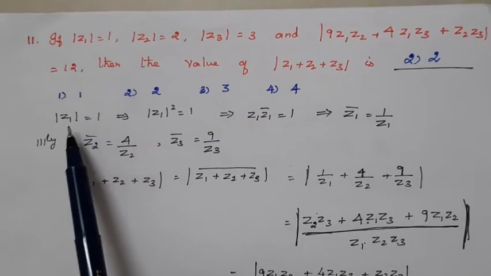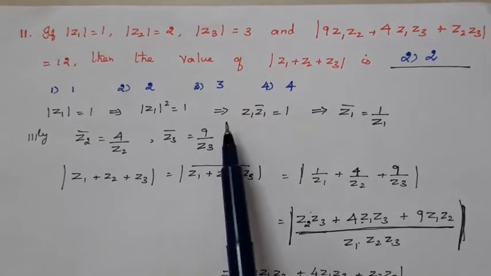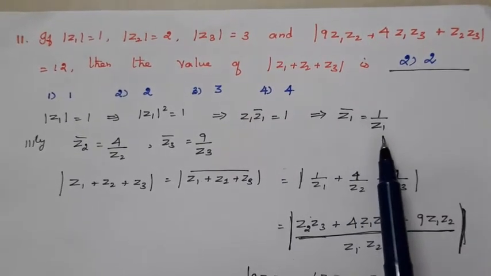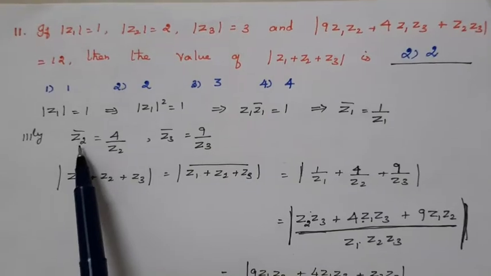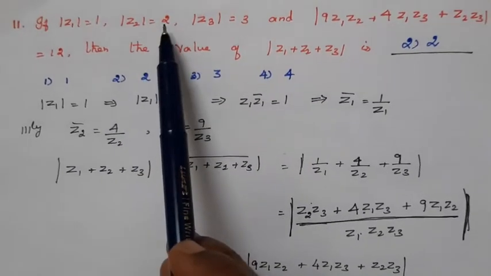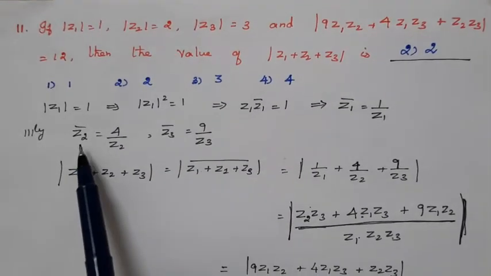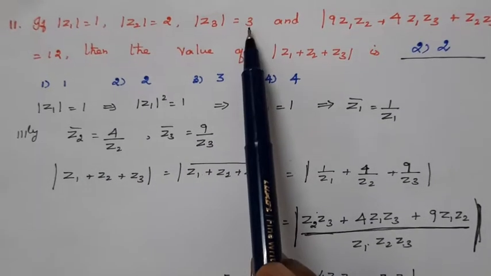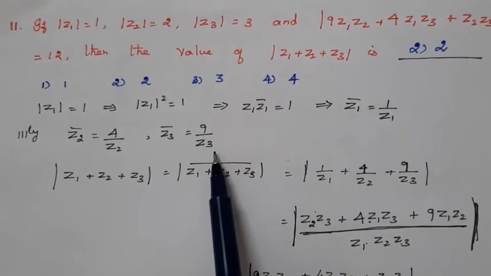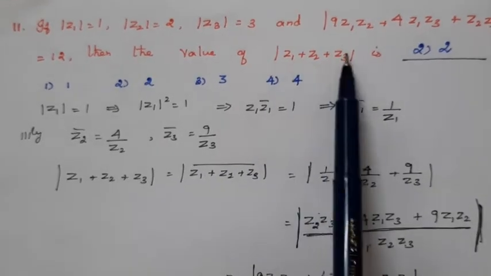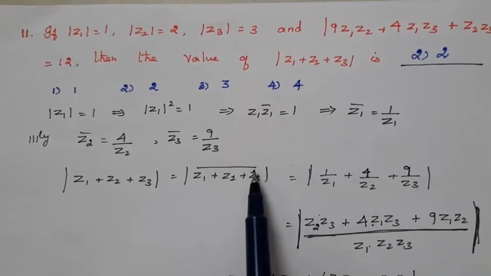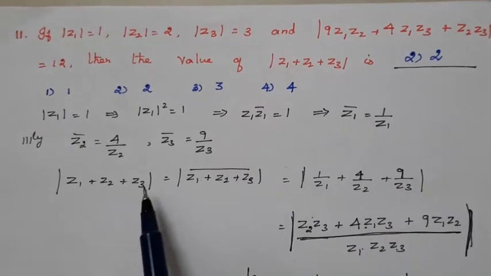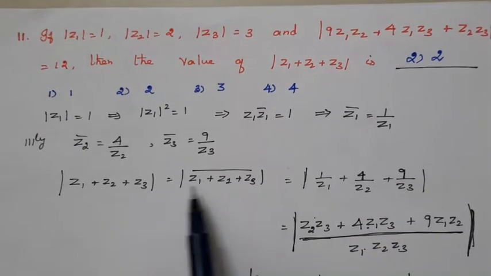So as the modulus of z1 is equal to 1, we can rewrite z1 bar is equal to 1 by z1. Similarly, as the modulus of z2 is 2, whole square will be 4, so z2 bar will be 4 by z2, and z3 bar will be, its square is 9, so 9 by z3. So in order to find this value, let us take its conjugate, because we can replace conjugate by the reciprocal. That's why, and modulus of z and modulus of z bar are equal.